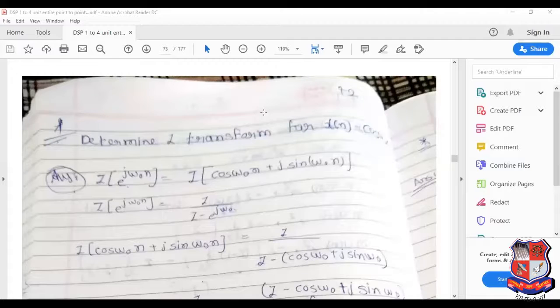Now see, we have discussed the example of Z transform, x of n equal to cos omega 0 n. We would like to find the Z transform of this function. So, what is the basic equation?